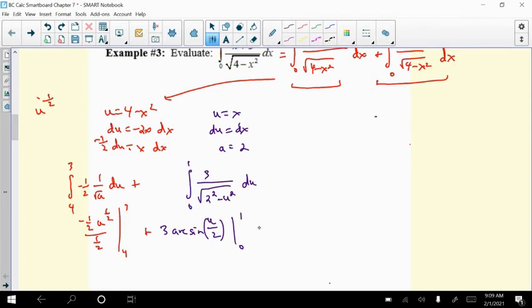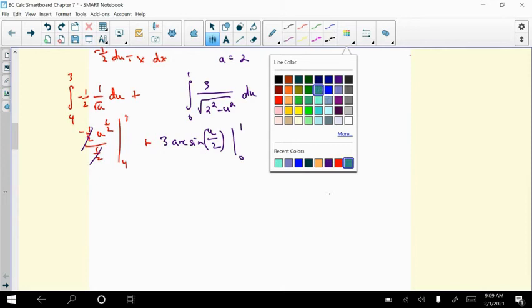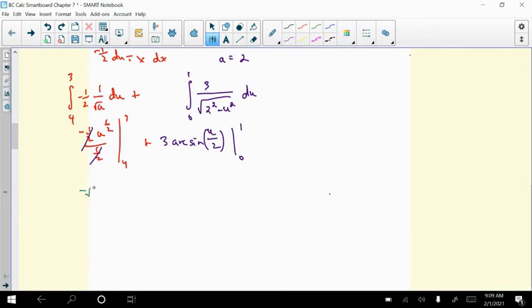Okay, so then we can simplify that. So then the 1/2s cancel here. I guess I should have changed colors, but that's okay. I'll go to this green color. So then that's just negative the square root of u when evaluated from 4 to 3 plus 3 arc sine of 1/2 minus 3 arc sine of 0. Arc sine of 0 I know is 0. Arc sine of 1/2, remember, it's the principal root, so that's pi over 6, or a 30-degree angle, but we think radians, times that 3. And then this is just negative root 3 minus negative root 4.